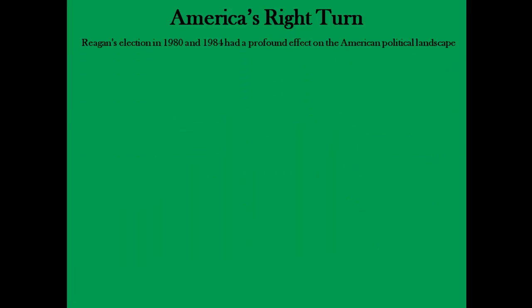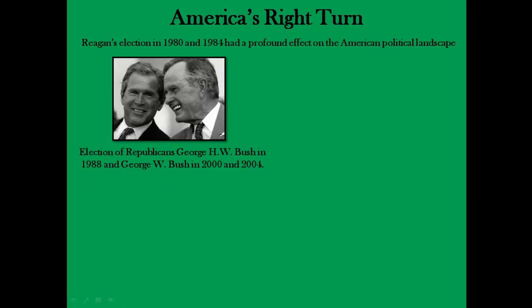The election of Reagan in 1980 and again in 1984 and the impact of conservatism would have a major effect on American politics for the rest of the 20th century. Reagan's vice president, George H.W. Bush, would be elected in 1988, and his son, George W. Bush, would be elected in 2000, both as conservative Republicans. The Bushes would be only the second father-son team to be elected president of the United States.